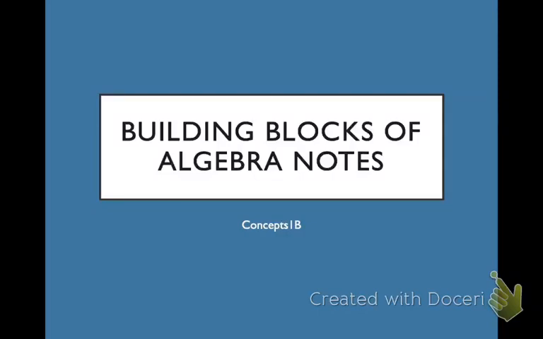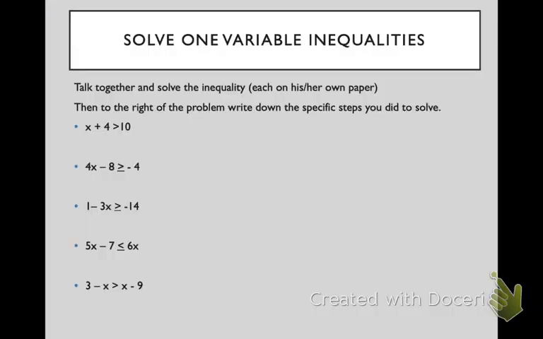As you begin your study of Algebra 2, you want to remember how to solve one variable inequalities. So talk together or just look through these on your own and see if you remember how to do this. Hopefully what you remember to do is to solve like an equation, as if it were an equal sign, with one little switch up. So x plus 4 is greater than 10.